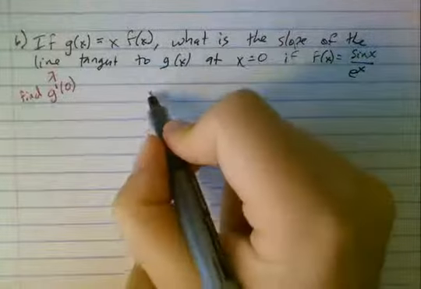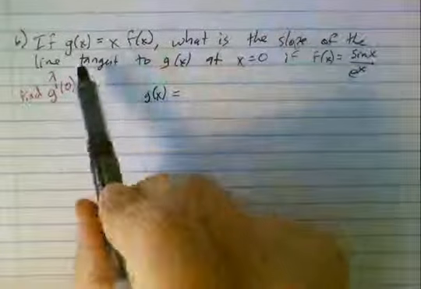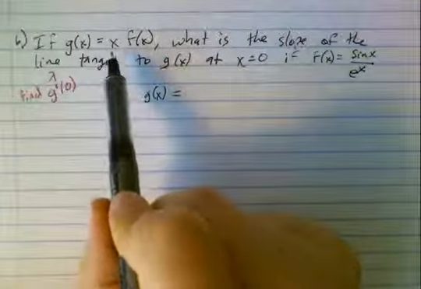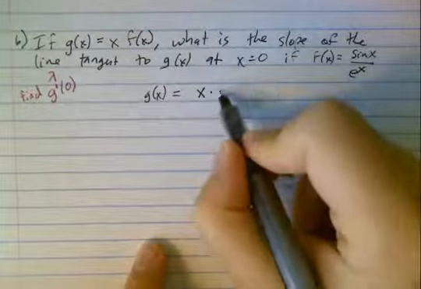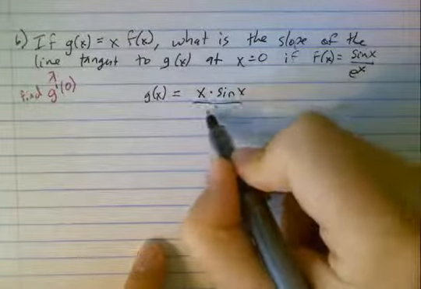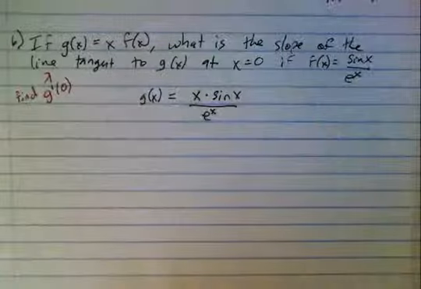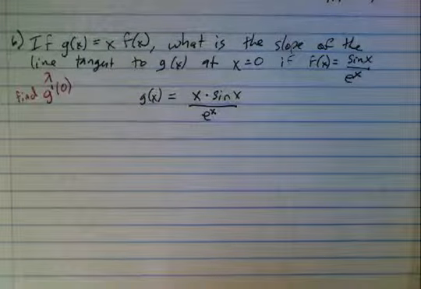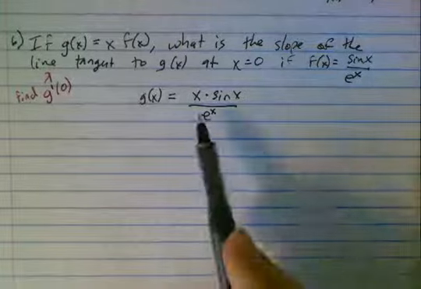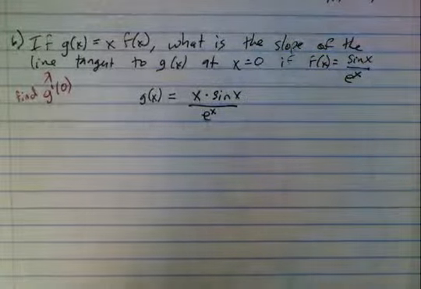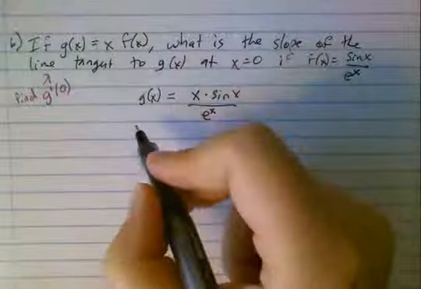So g of x, the really tricky thing about this is just make sure you read the problem. This is x times sine of x over e to the x. So we have both the product rule and the quotient rule going on. We could really do them in either order, but the way that I've written it out, the quotient rule is sort of the outside one. So let's go ahead and work with that first.